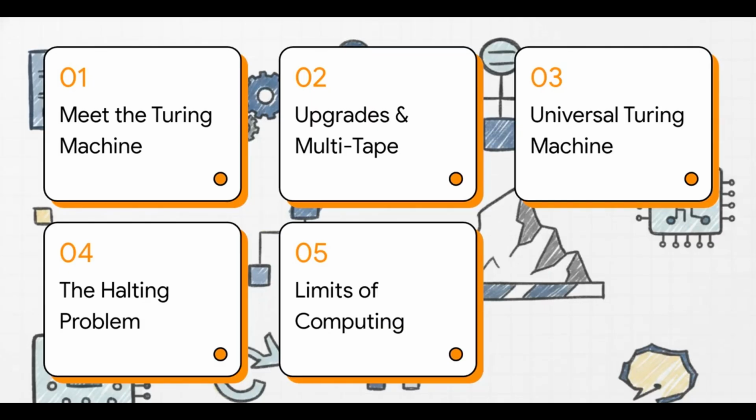1. Meet the Turing machine. 2. Upgrades, multi-tape and beyond. 3. The universal Turing machine. 4. The unsolvable halting problem. And finally, 5. The true limits of computing.